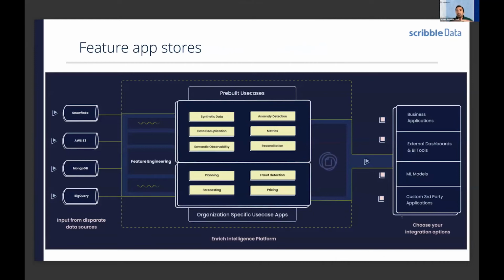So the paradigm that Scribble has, the system that we have, is something that we call a feature app store, where you tack on an app store to your feature store. Your feature store takes care of generating the features, all of your feature engineering, and you have an app store which exposes very simple applications that consume these features for things like planning, forecasting, pricing, fraud detection, scenario planning, anomaly detection, and metrics.